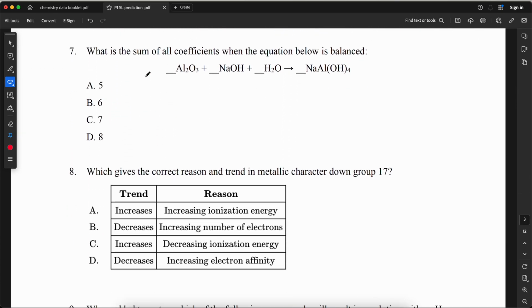What is the sum of all coefficients when the equation below is balanced? Here will be 2, here will be 3, here will be 2, and this one will be 1. Total is 8.